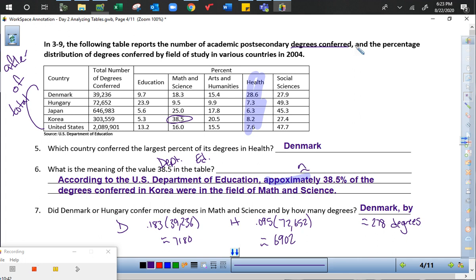Sometimes you have to read up there to get specific details, like we did with the civilian non-institutionalized people. Okay, so that kind of gives you an idea of where to look and a reminder of what details I'm looking for in a sentence.